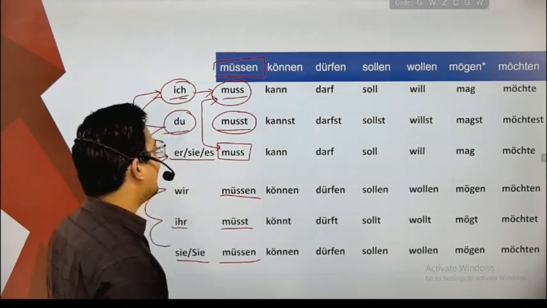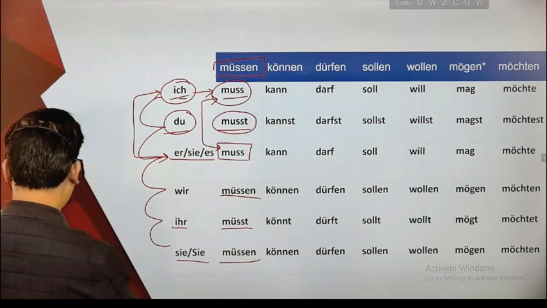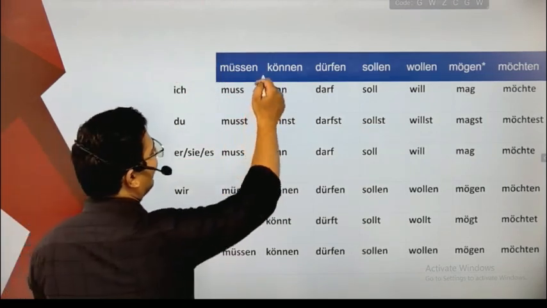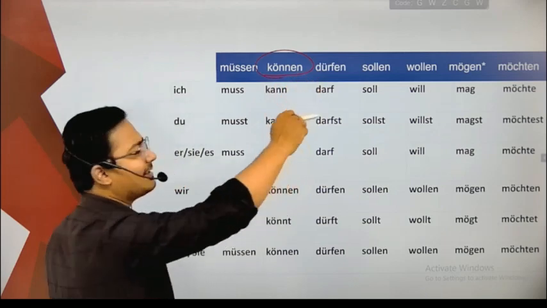Now, move to the next one. The next one is können. Können is can.